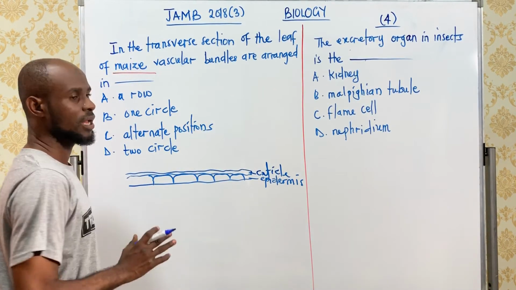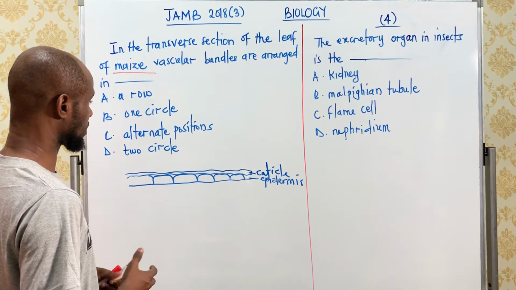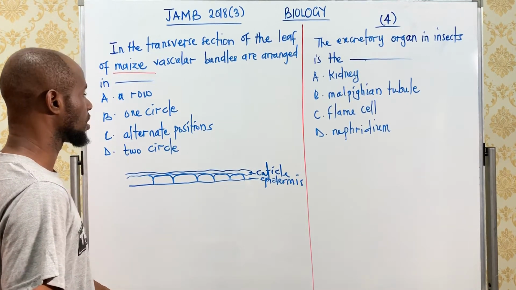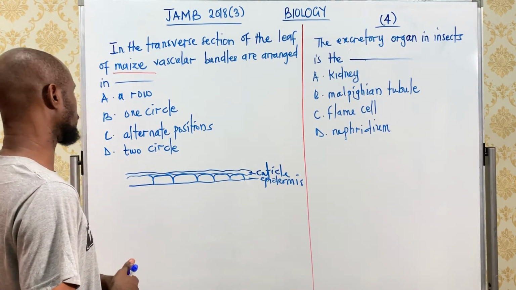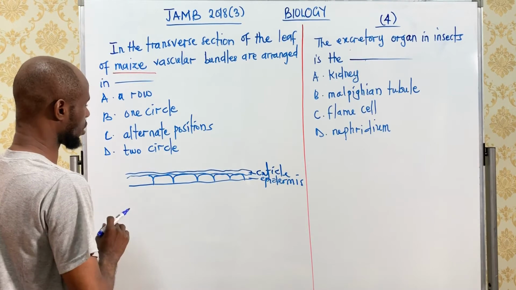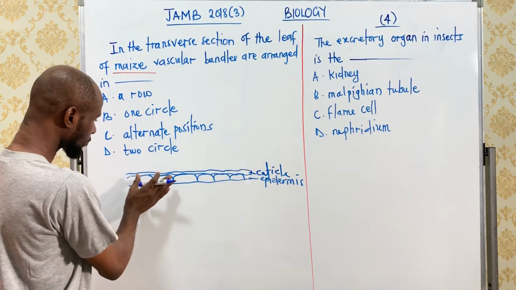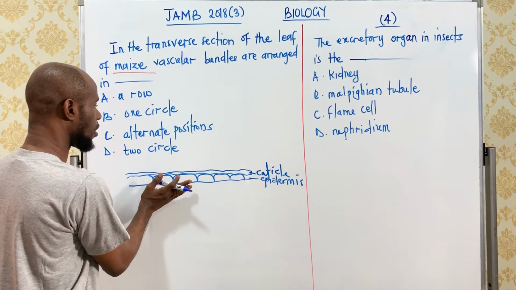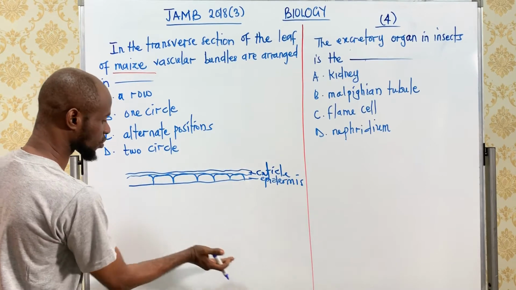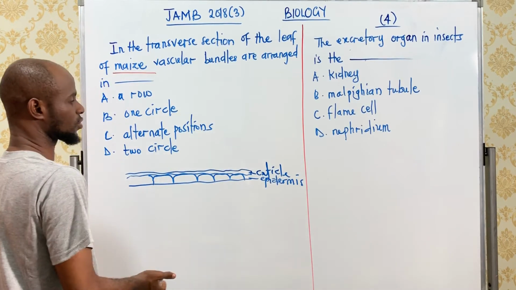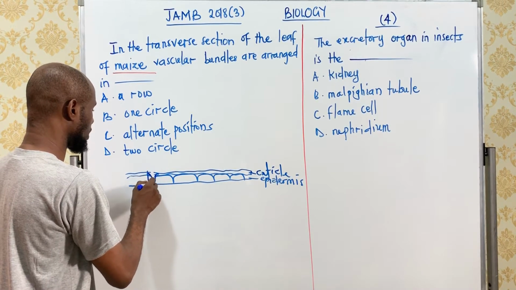Then the next thing about the monocot is that it has the mesophyll, and the mesophyll cells are all uniform. The monocot also has stomata in the upper part of the leaf and the lower part of the leaf. However, more of the stomata are always located at the lower part of the leaf. So let me just draw the stomata here.